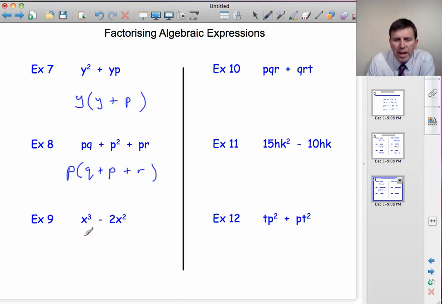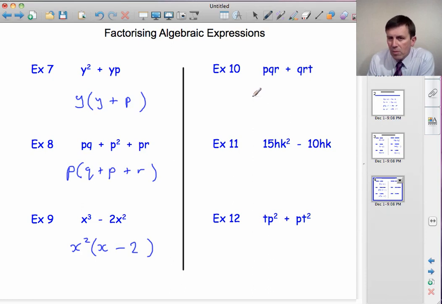Example 9. x cubed minus 2x squared. Well, I can get x to the front, but I can do better than that. I can get x squared to the front, because x squared is contained in x cubed and x squared is contained in x squared. Rebuild the expression. What do I need to multiply x squared by to get x cubed? Answer, x. If we multiply x squared by another x, we're up to x cubed. Minus, what do I multiply x squared by to get 2x squared? 2. x squared times minus 2 is minus 2x squared.